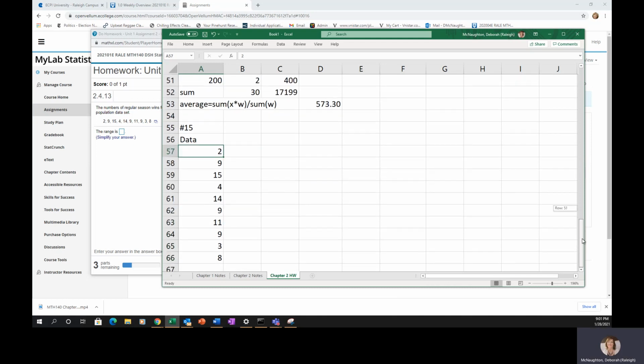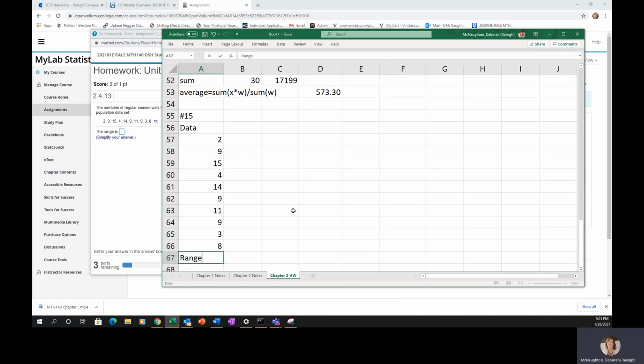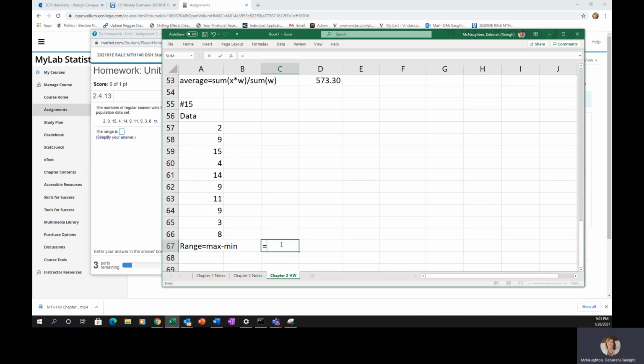All right, so the first thing it asked me for is the range, which equals the max minus the min. So remember, we can do that by going equals max in the data minus the minimum, the data.